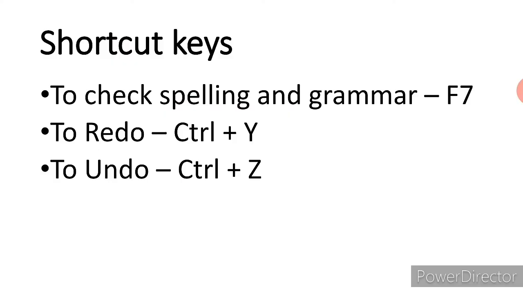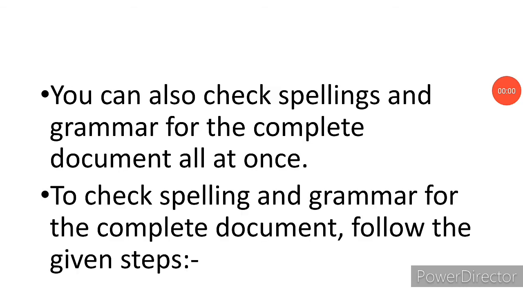Understood? Now, shortcut keys. To check spelling and grammar, you can also press F7. To redo, Ctrl plus Y. To undo, Ctrl plus Z. You can also check spellings and grammar for the complete document all at once. Means after completing your typing, you can check all the wrong spellings all together.